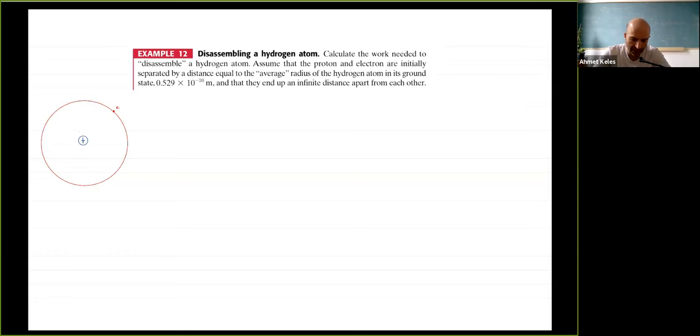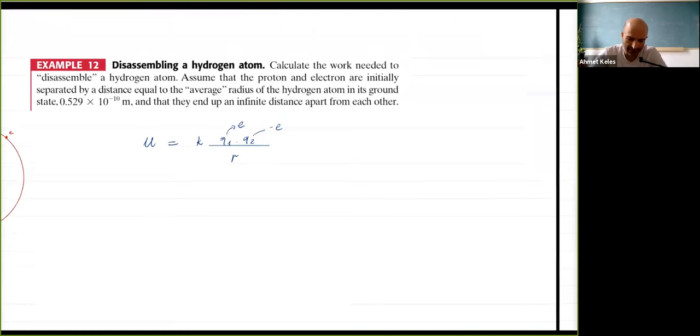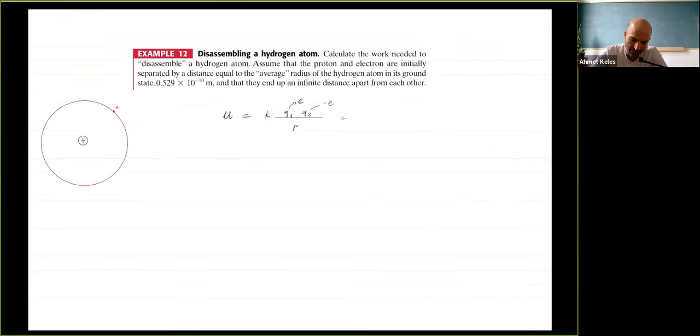So we need to write potential energy, U. And what is the potential energy? Somebody says it's K Q1 Q2 divided by R squared. R, right? Good. So this is R. Now, what is Q1 and Q2? One is positive e, the charge of the nucleus. The other one is minus e, the charge of an electron. This is equal to minus K e squared over R.